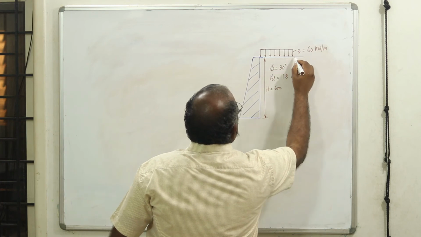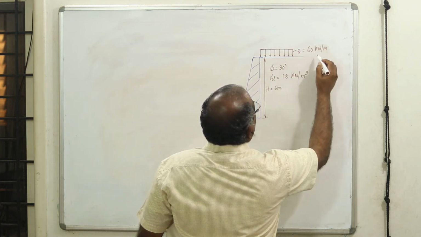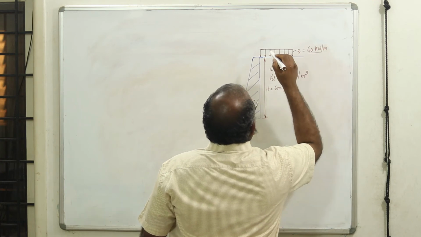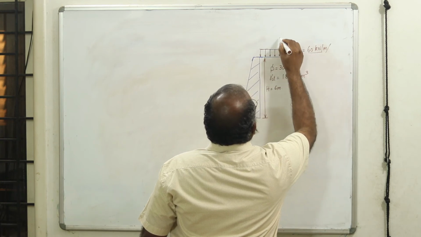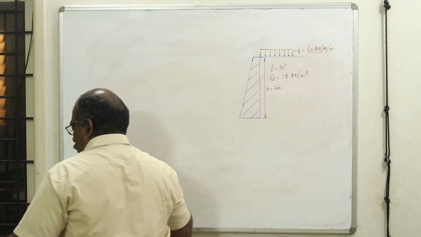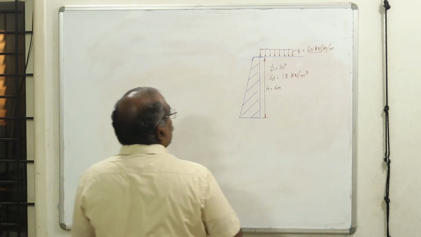Now we have an intensity of stress, a uniformly distributed load of 60 kilonewton per meter run. If you take 1 meter perpendicular to the board, then it becomes kilonewton per meter square. Now what will be the variation of the pressure distribution?